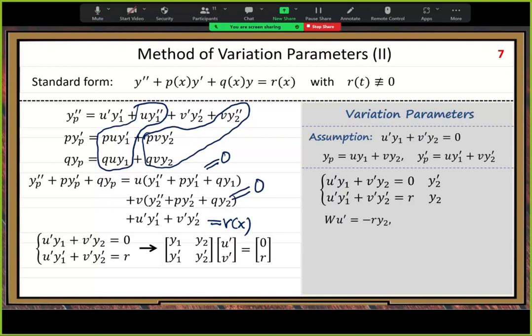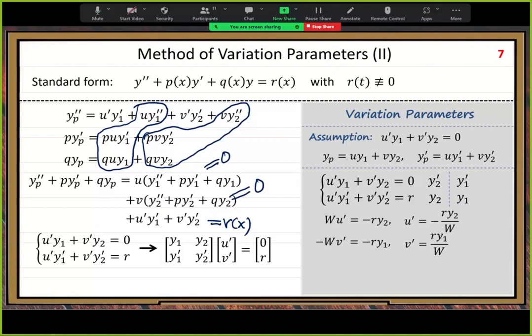The subtraction gives y1 times y2 prime minus y1 prime times y2. That's W, the Wronskian, by definition. So W times U prime equals this. All functions here are known: R, Y2, and the Wronskian. So U prime is known. Similarly, to cancel the U prime term, we multiply by Y1 prime and Y1 and subtract. It's also the Wronskian, but negative this time. After simplification, V prime equals R Y1 over W.